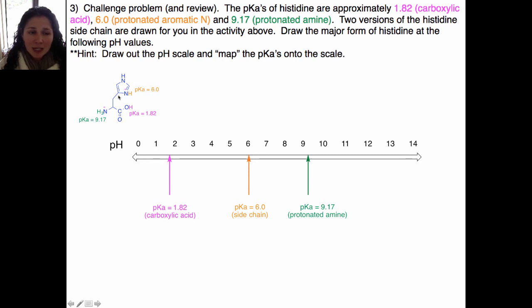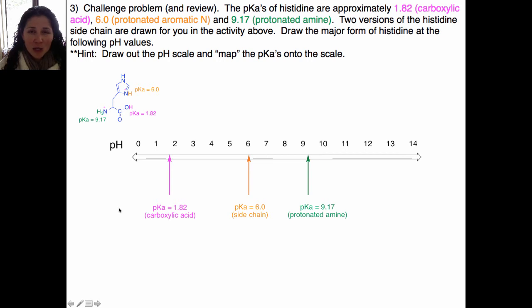And when the protonated side chain converts to its conjugate base form, it will lose this hydrogen. I know it's this hydrogen because this is the nitrogen that's positive, and so this is the protonated amine, the conjugate acid form of an amine. I've labeled the pKa's of each of these functional groups on the structure.